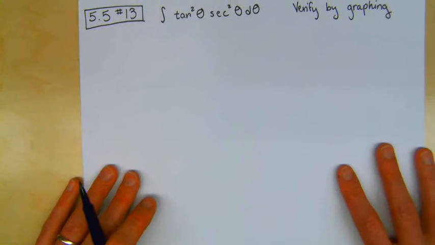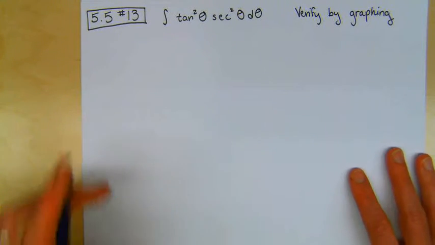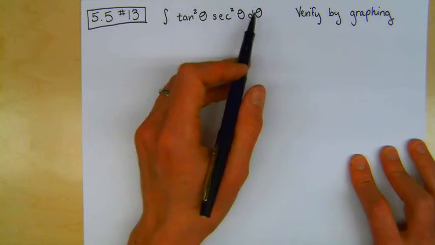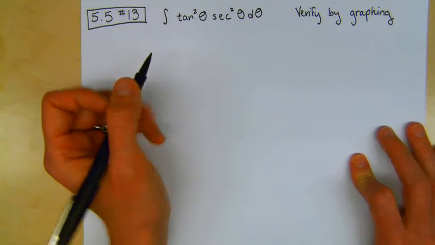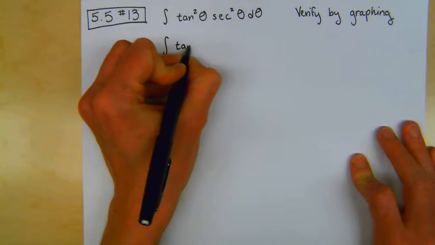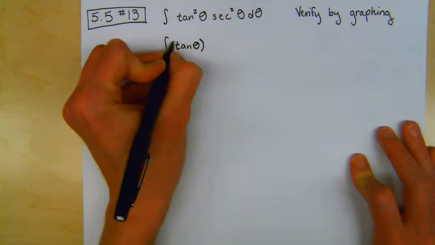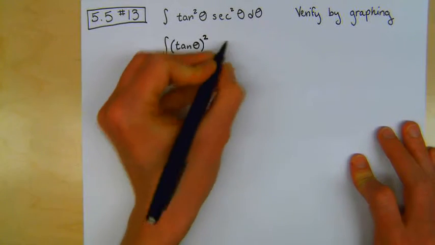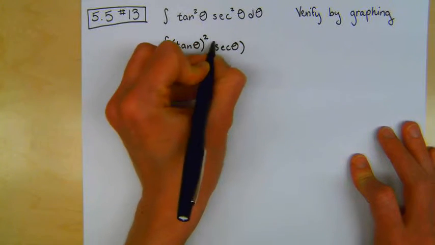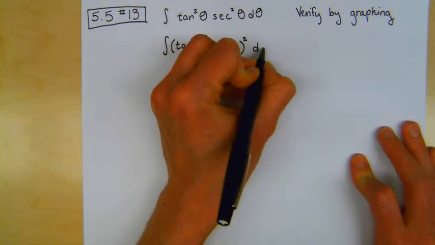And the final problem that I want to talk about is number 13. And again, it's difficult to see which one of these pieces I want to be my u sub. One thing that I do sometimes when dealing with trig functions is I rewrite this as the tangent squared and secant of theta squared d theta.